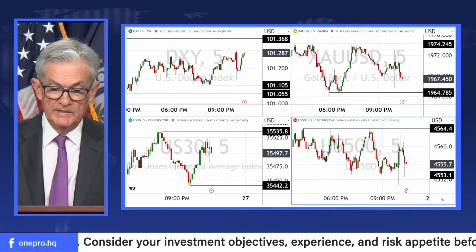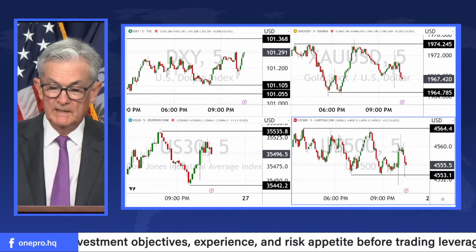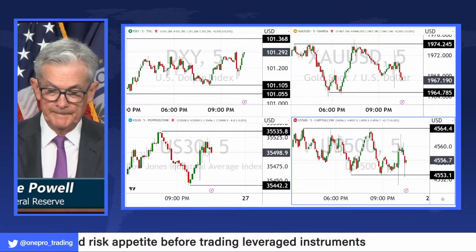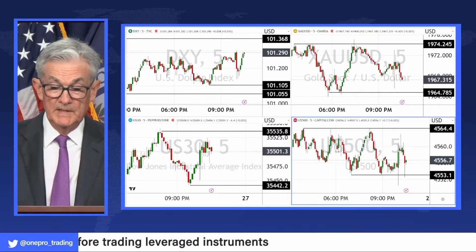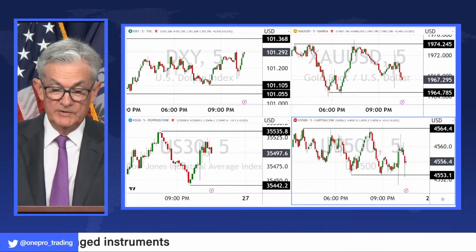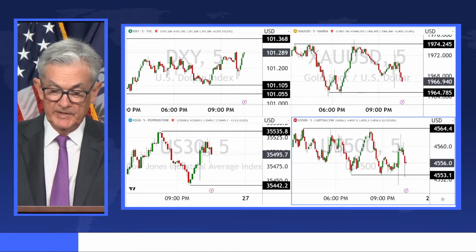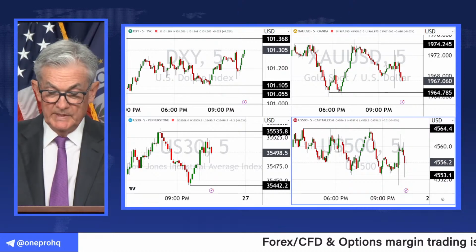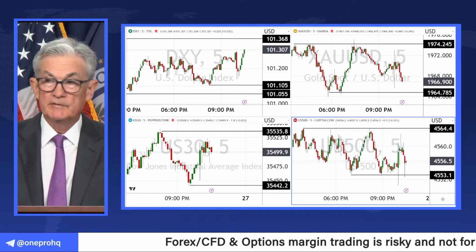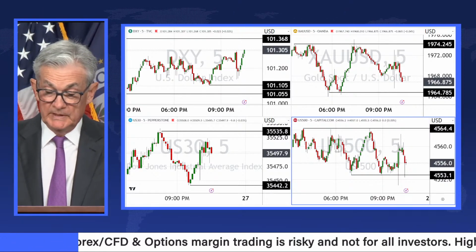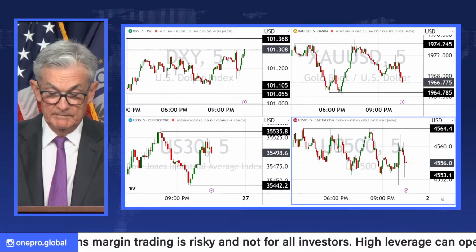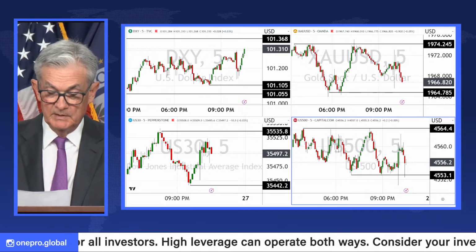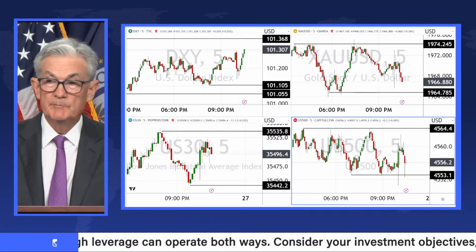My colleagues and I remain squarely focused on our dual mandate to promote maximum employment and stable prices for the American people. We understand the hardship that high inflation is causing, and we remain strongly committed to bringing inflation back down to our 2% goal. Price stability is the responsibility of the Federal Reserve. Without price stability, the economy doesn't work for anyone. In particular, without price stability, we will not achieve a sustained period of strong labor market conditions that benefit all.